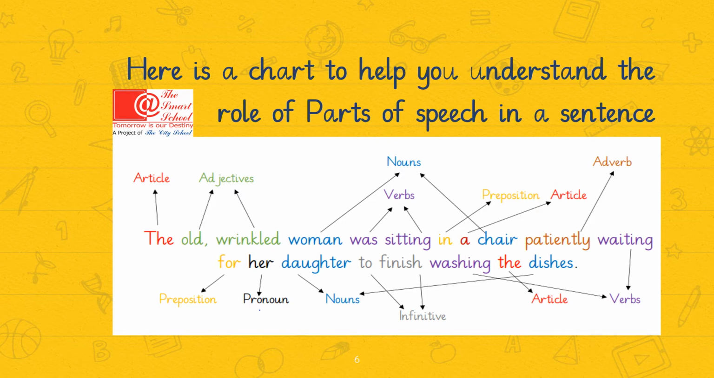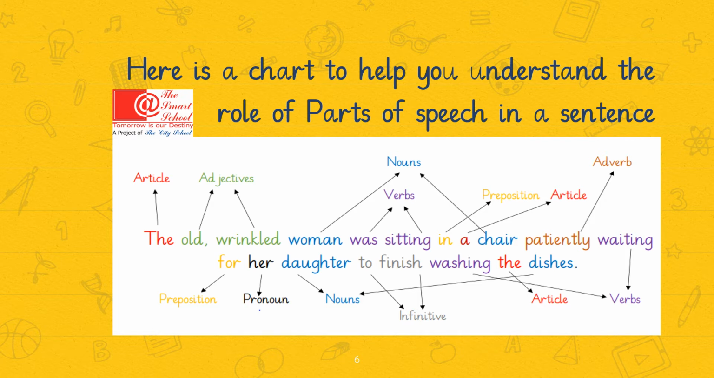Now we all know what "the" is, it's an article. Old and wrinkled is describing the woman, that is a noun. So that makes old and wrinkled adjectives. Then woman is a noun. Was sitting are the verbs because they are describing an action that the woman is doing. In tells us the position of the woman. A is an article. Chair is again a noun because it is a name of an object.